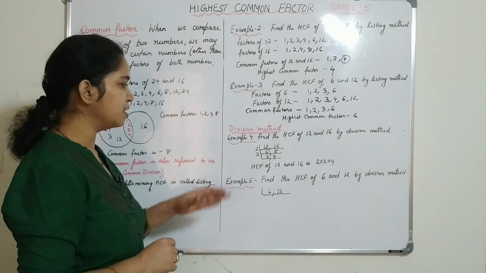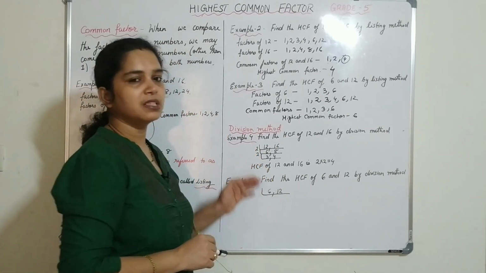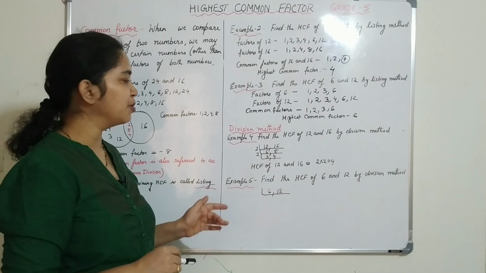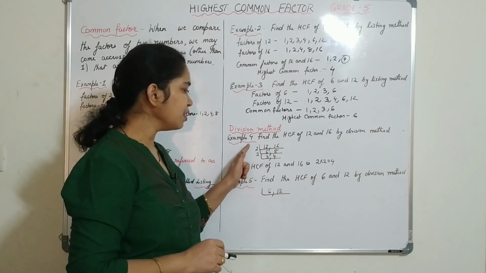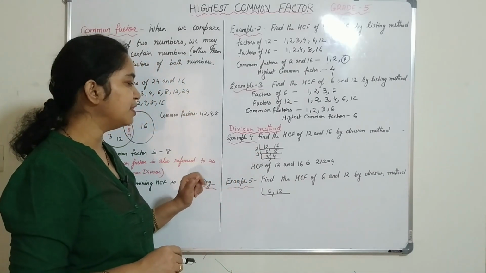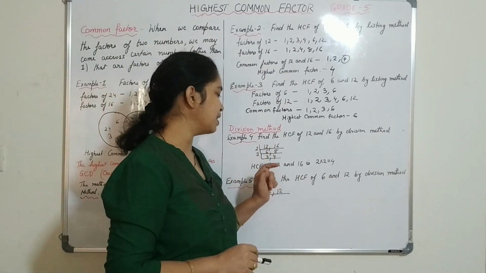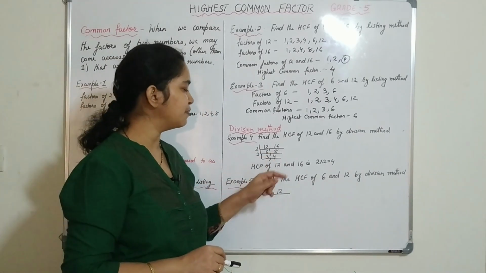So 12 and 16 you have to place in one go. You need a prime number that divides both the numbers. So 2 is the number. If we divide 12 by 2, the quotient will be 6, and if we divide 16 by 2, the quotient will be 8. Now we'll again divide by 2, and the quotient will be 3 and 4.